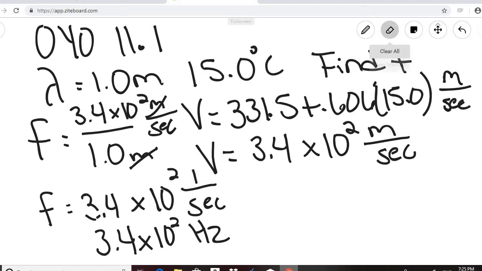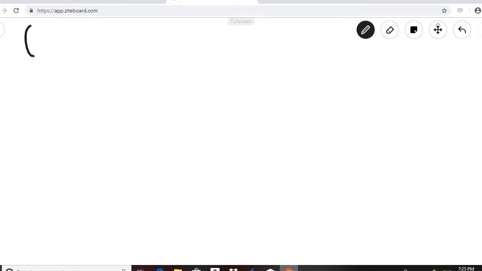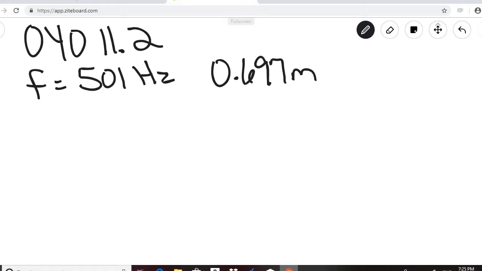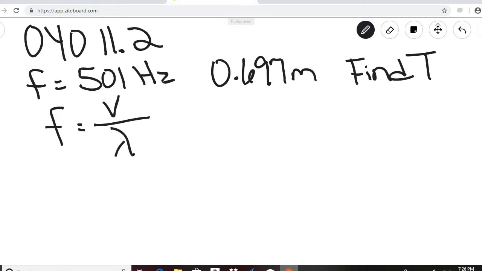let's go ahead and do on your own 11.2 before we move on to our next thing. Okay, so in 11.2, what we are given is if a sound wave has a frequency of 501 hertz, so f equals 501 hertz, and a wavelength is 0.697 meters, we are to find the temperature. Okay, so we know that frequency is equal to velocity divided by wavelength. So in order to get the temperature, we need to get the velocity.